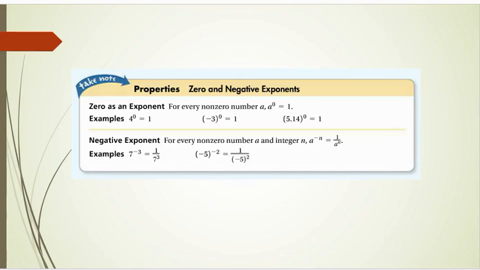The rule for negative exponent is for every non-zero number a, an integer n, a to the negative n is always going to be 1 over a to the n. So if you have 7 to the negative 3, that means you have 1 over 7 to the third. Negative 5 to the negative 2 is 1 over negative 5 squared. So let's do a couple examples.